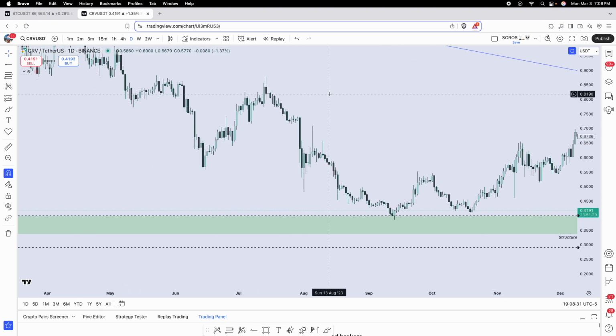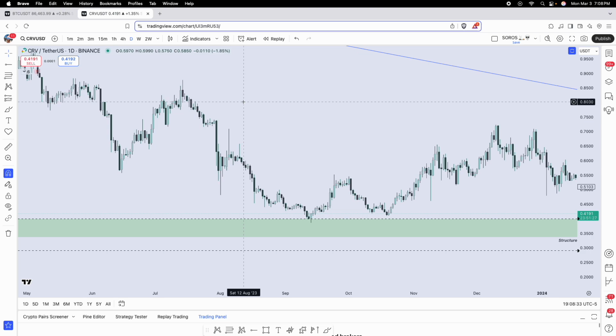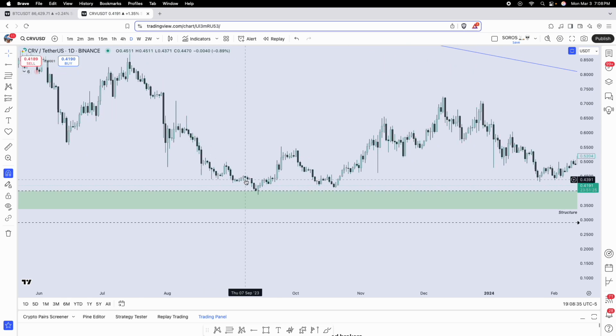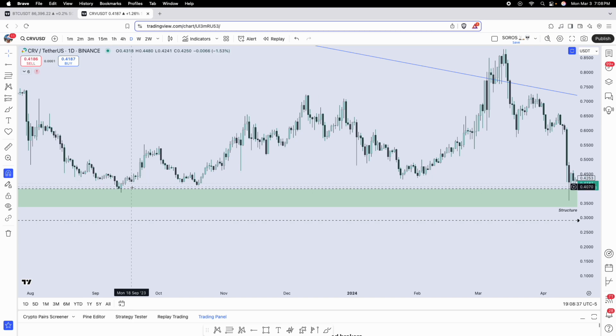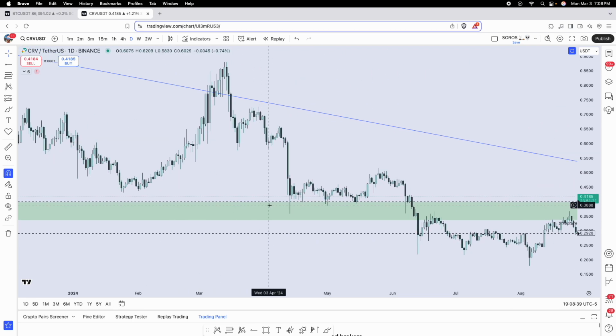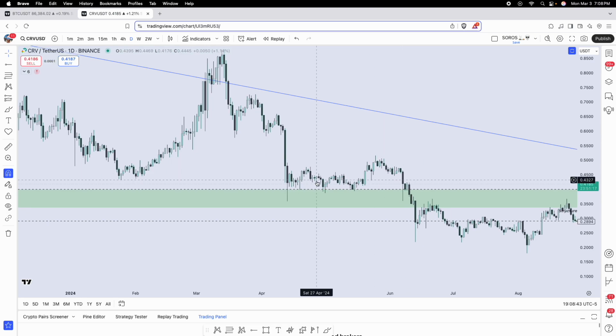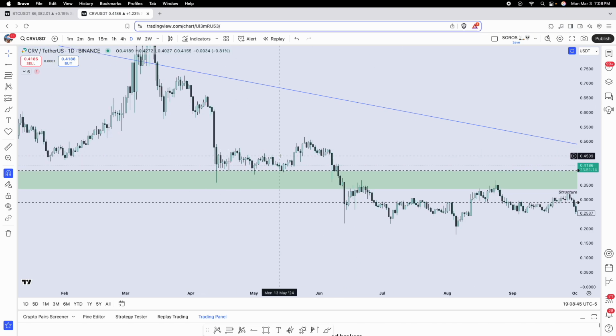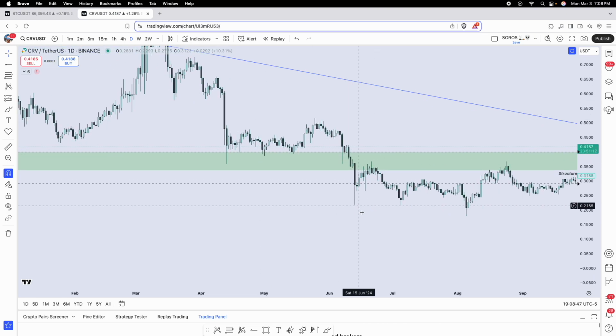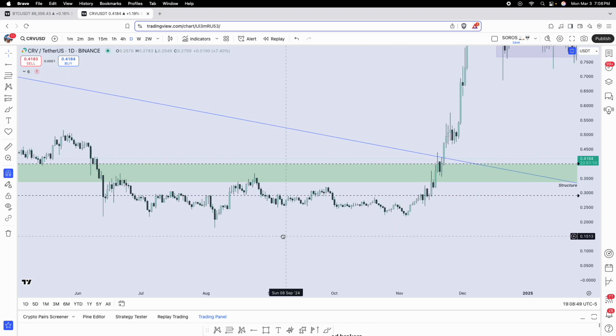But then the bounces got not quite as deep as they were previously. Then you had this bouncing ball effect where it was 1, 2, 3, 4, and then the bounces got really tiny here. That's when you can tell structure is getting porous and it's probably going to break. And then you had this break of structure, inversion.